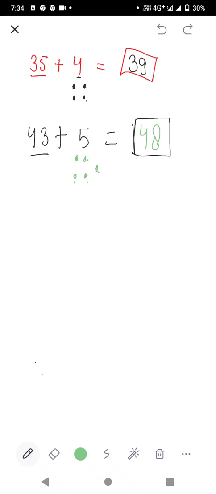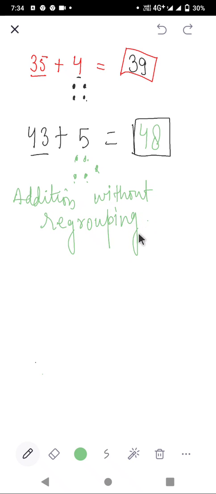And then I told you about addition without regrouping, in which we don't have to put a carryover. Students, no need to write this in your notebook. Addition without regrouping. Let's say we have 36 and 23. We have to add these two numbers, 36 and 23.